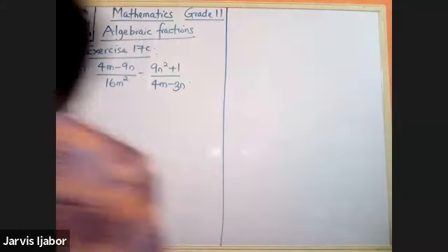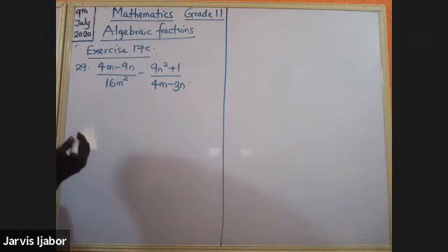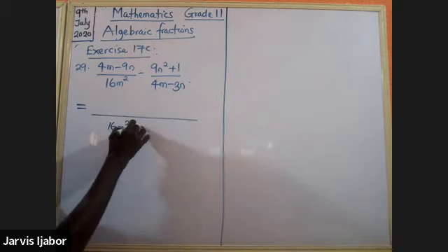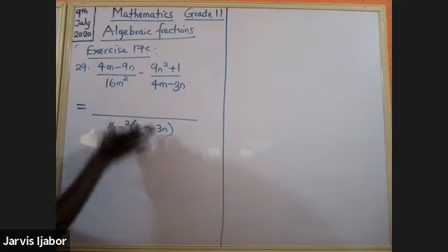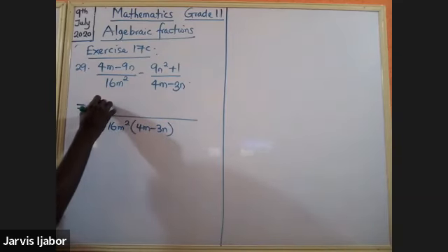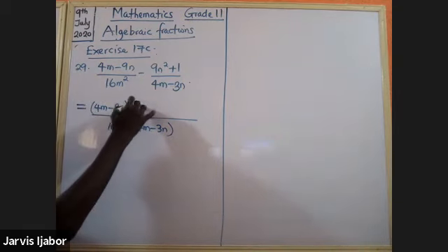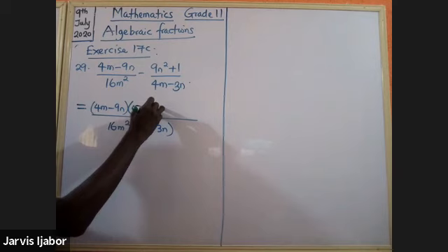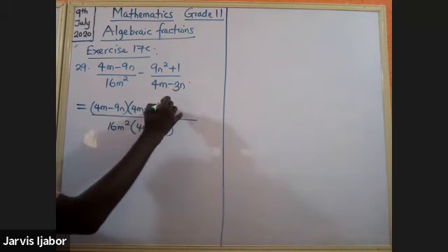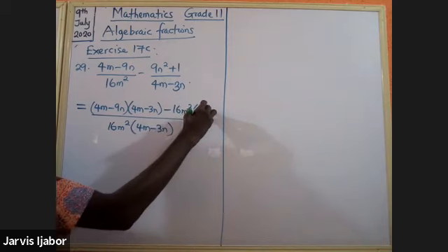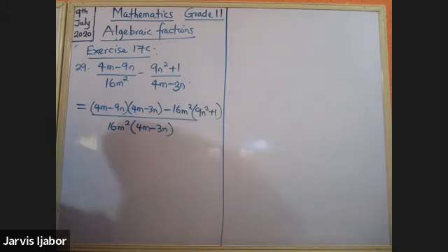All right. The first thing we do is to look for the LCM, and then the LCM becomes 16m squared into 4m minus 3n. And when this divides this, I'm going to have 4m minus 9n into 4m minus 3n minus 16m squared into 9n squared plus 1.